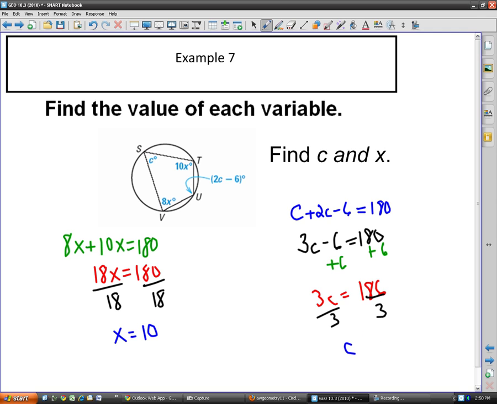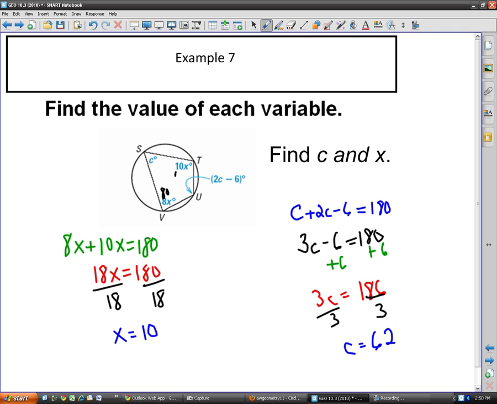If I plug in 10 into 8x, 10 times 8, I will get 80. So that angle is 80 in there. If I put 10 in for x, I get 100. You can see opposite angles right there are supplementary. So that worked out. I did that one right.